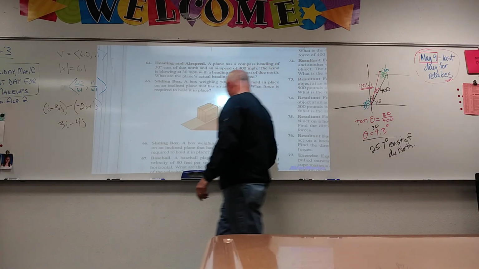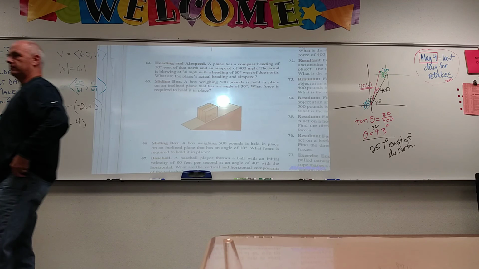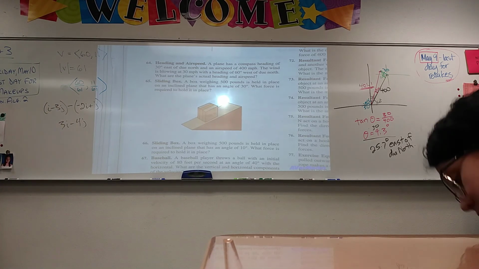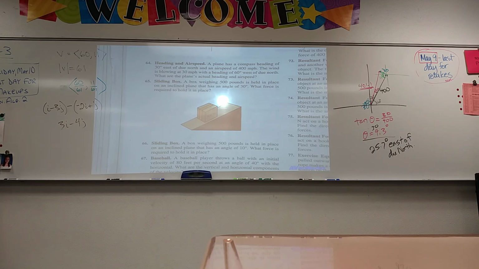So tell me about the plane's movement. Flying 401.1 miles per hour. 401.1 miles per hour, 25.7 degrees east of due north. Perfect. Good.